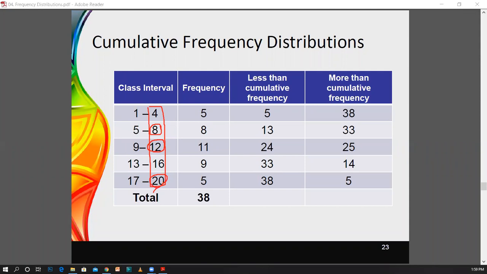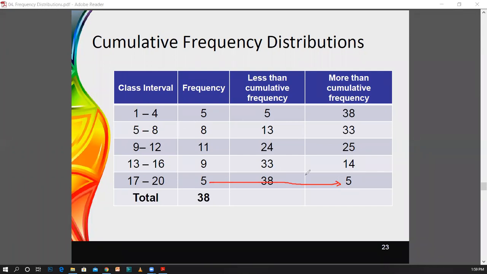Now we will see how we can construct this more than cumulative frequency. If we are constructing the more than cumulative frequency, we can easily do it once we start it from the bottom of this column. Therefore, I am starting it from here. Then the last value directly comes as the value at this point.